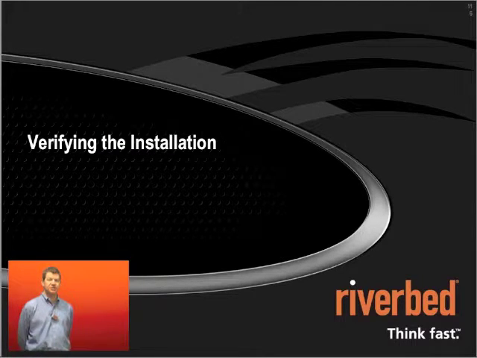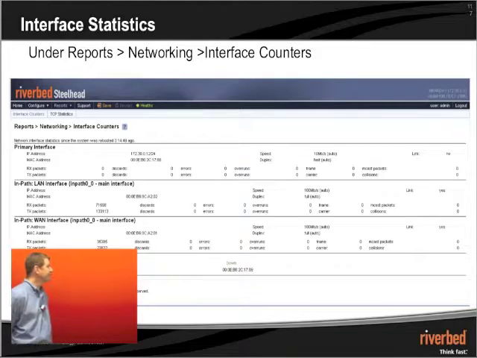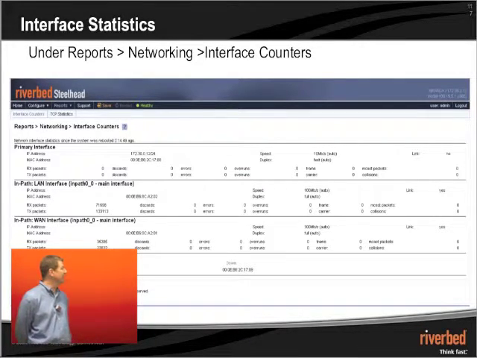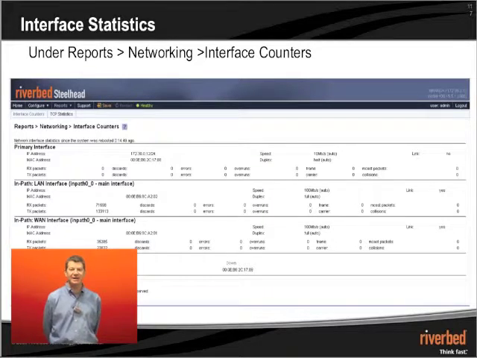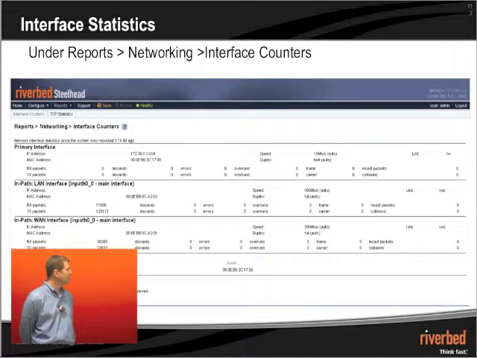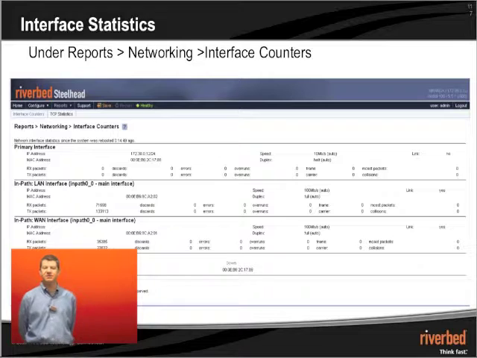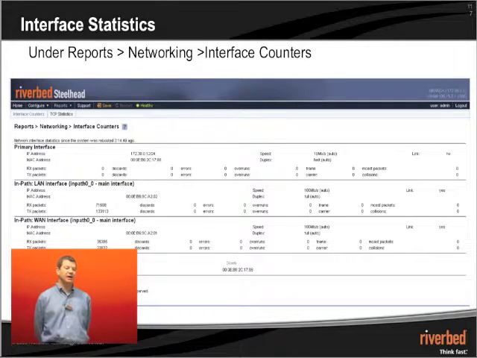Verifying the installation. When we install steelhead appliances, we should verify that they are working correctly. Here's how we do that. First thing we want to do is look at the interface statistics. So we go into Reports, Networking, Interface Counters. What we're looking for here is we don't want to see errors on the LAN or the WAN interface, which could indicate duplex or speed issues.